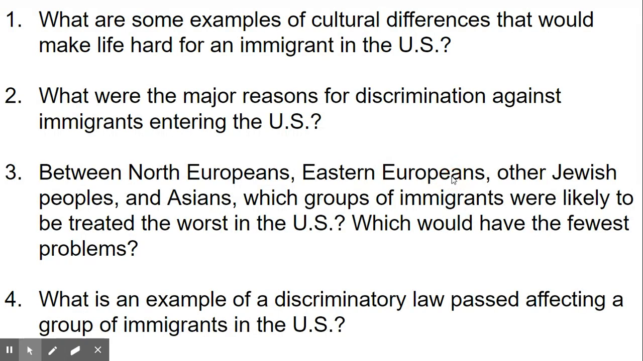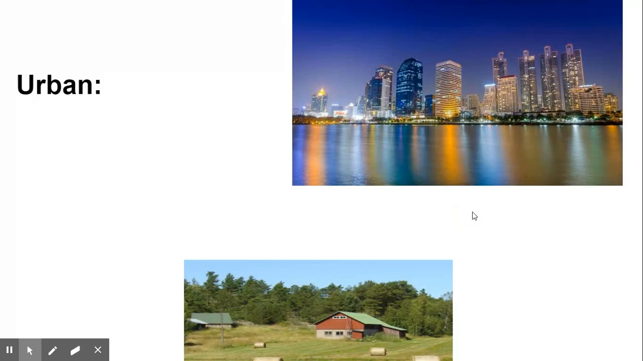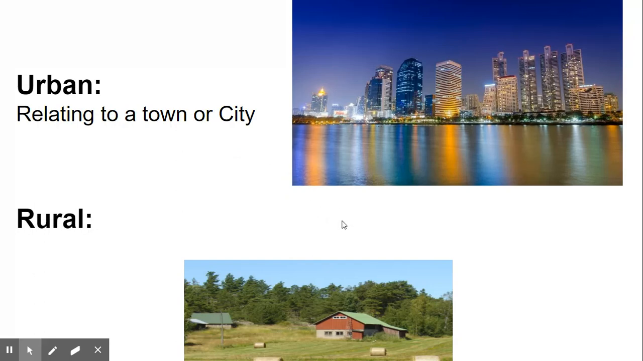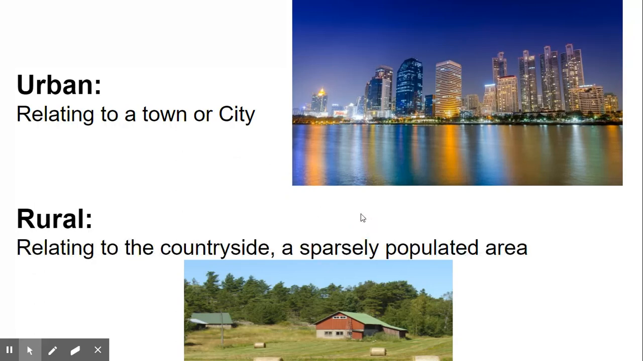Now, you will not be tested on Friday's work, so I'm just going to go through Thursday. Urban means city, heavily populated areas. Rural means country, living in the country. Countryside, sparsely populated area. Just make sure you know what urban and rural mean. It will be on the quiz.